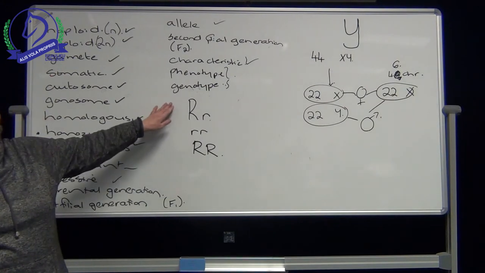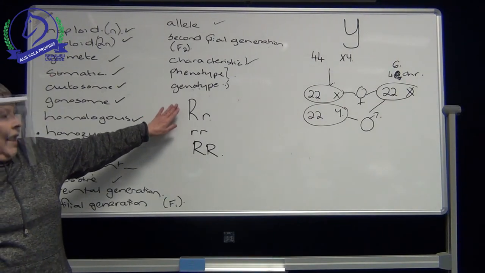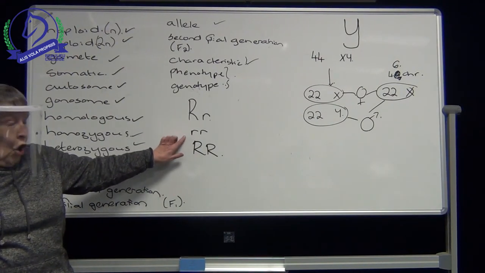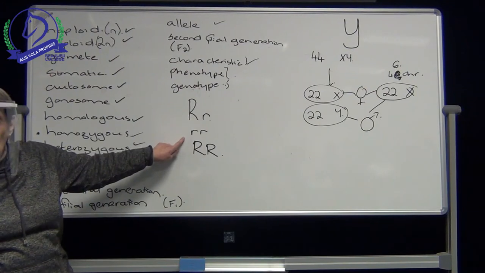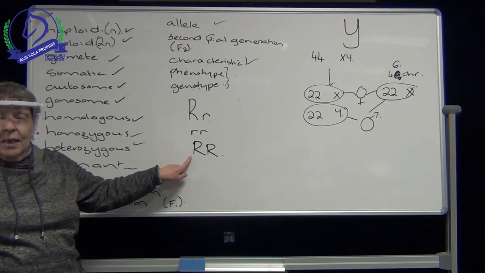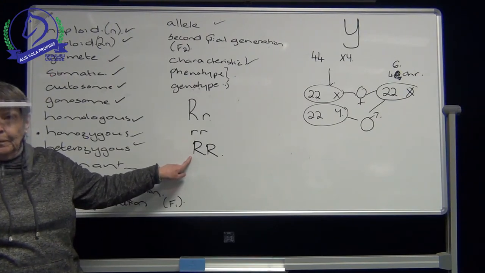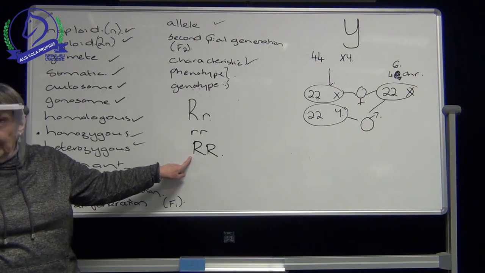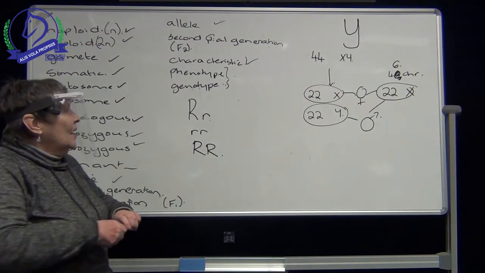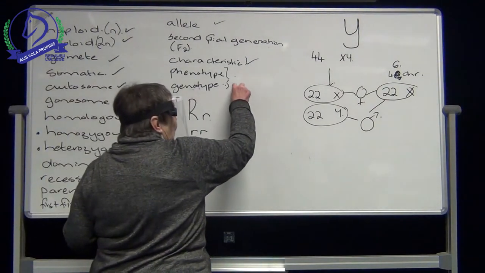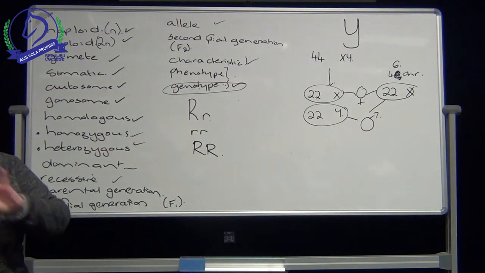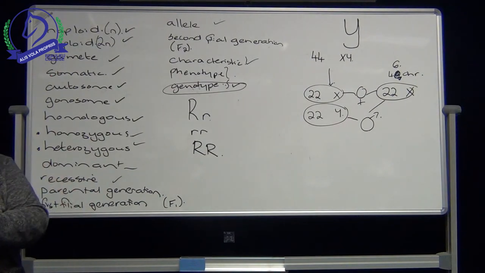Okay, let's go back to this one. Heterozygous tongue roller. Homozygous non-roller. Okay, right. What's up, man? That's a homozygous tongue roller. Excellent. You happy with it? So that then would be the genotype. And that means genetic composition, and that would be the heterozygous, homozygous, etc.